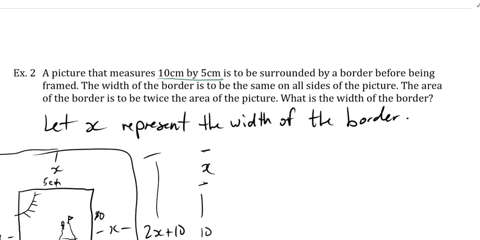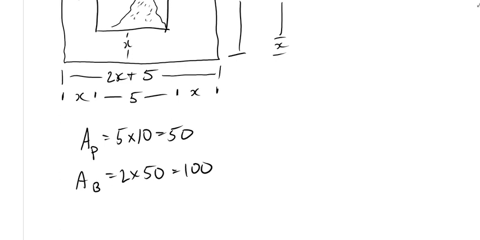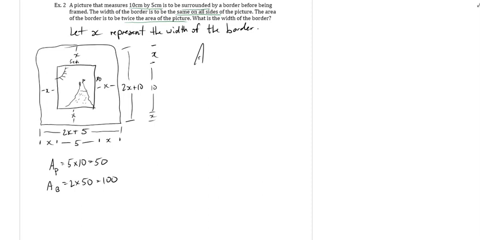It gives me those. It's surrounded by a border, and the width of the border is the same on all sides. And it's surrounded by the border, so it's on every side. The area of the border is twice the area of the picture. There's the key information in that question, right? I need all those pieces at different times to figure that out. So now I know area is length times width. So what do I do? We're not quite done with all of our thinking yet.